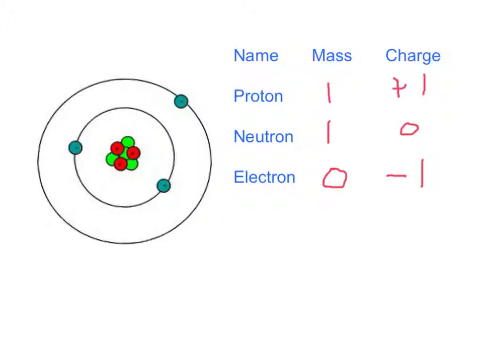So if we look at this lithium atom here, we can see that there are 3 positively charged protons in the nucleus, and there are 3 negatively charged electrons orbiting that nucleus, so the overall charge of a lithium atom, in fact the overall charge of any atom, is 0, because the positive protons and the negative electrons balance each other out.